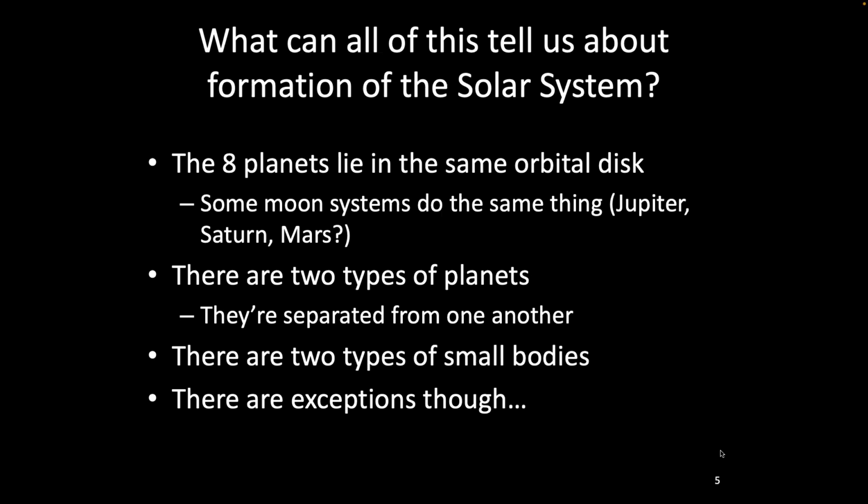There are 2 types of small bodies, icy stuff and rocky stuff. Why is some of it icy? And finally, we have to explain all the exceptions. I already told you a little bit about the exception rule, but we'll see all the ways that it can be different.